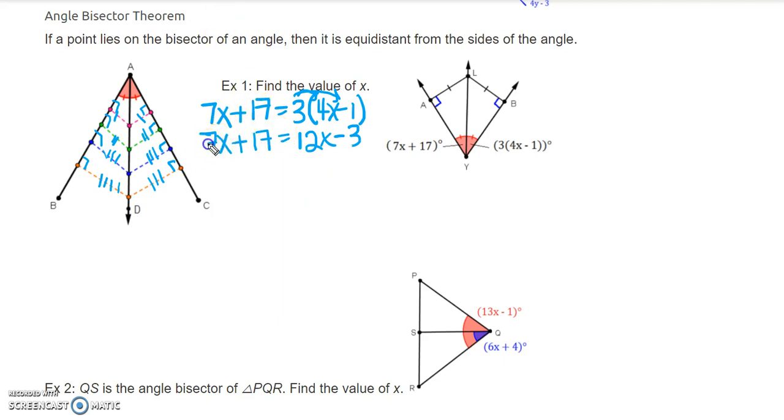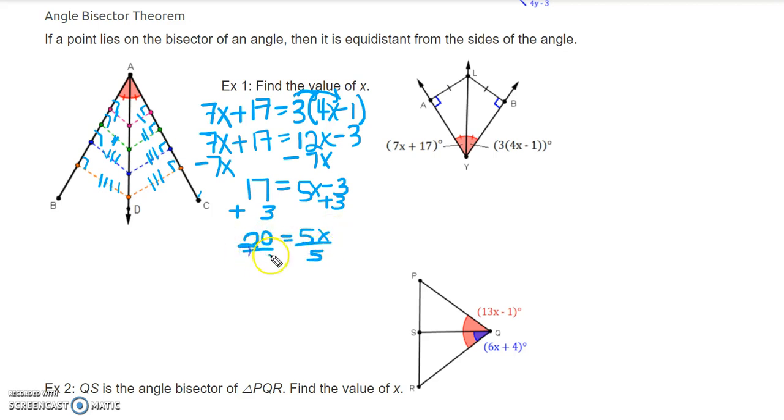I'm going to take the smaller x over to the larger x. So I'm going to subtract 7x. I get 17 equals 5x minus 3. I'm going to add 3 to both sides. 20 is equal to 5x. Divide by 5. And x is equal to 4. Okay, so the missing x is going to be 4.